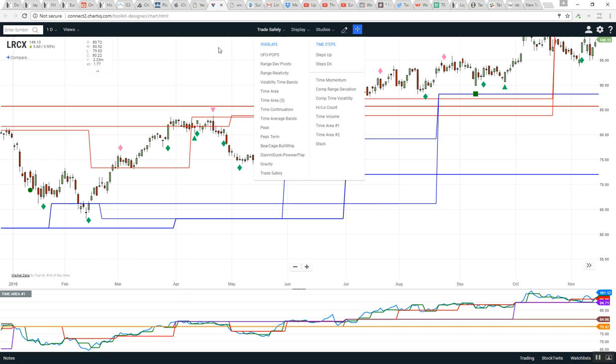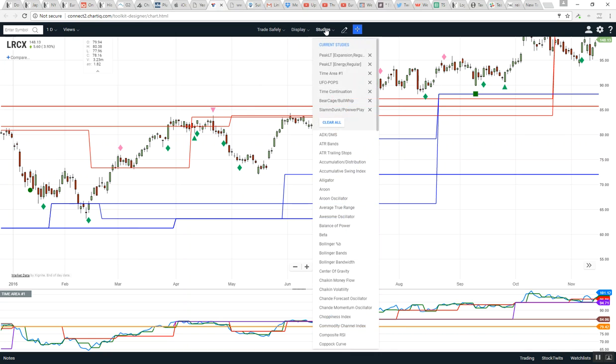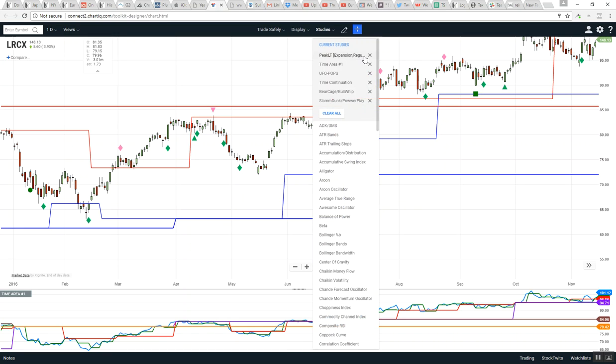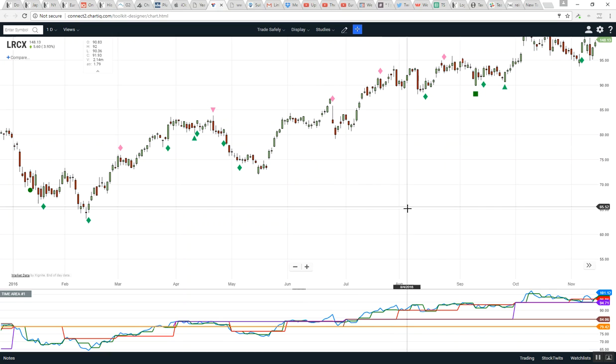One of the other studies that I'm a big fan of is, I'm just going to clear some of these studies away.